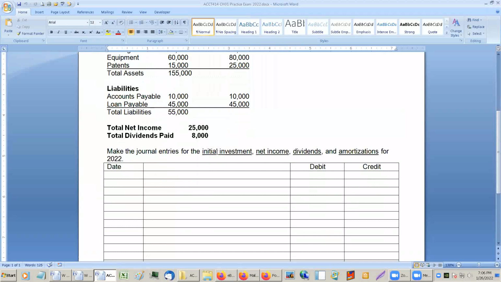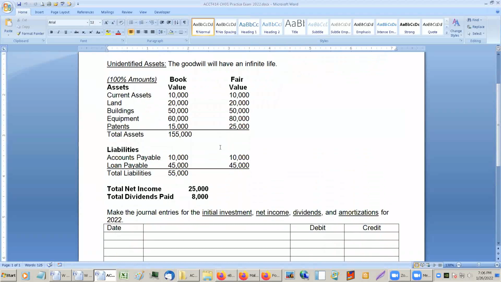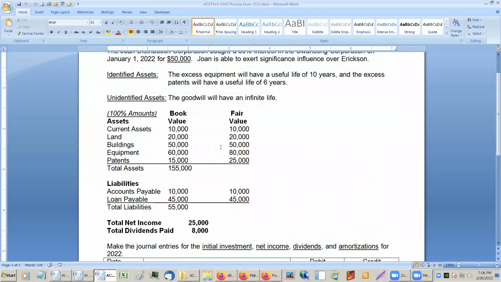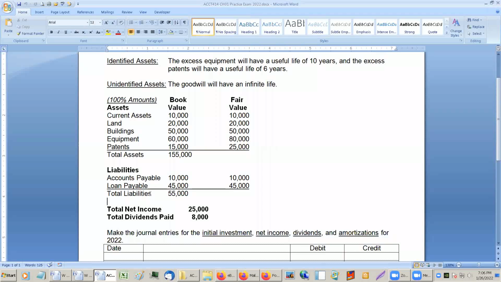Now, here's the tricky part on this one. The tricky part is kind of an extra step. And that is, we need to find the book value of our investment to know how much it's going to go to goodwill. Right? So we need to find the book value of it. So that's what we're going to do.